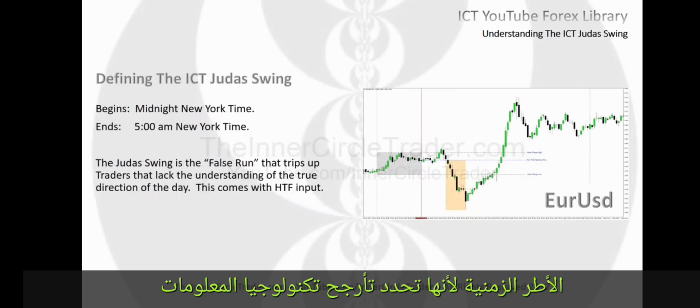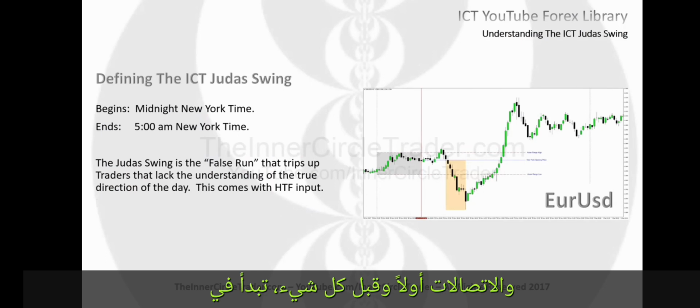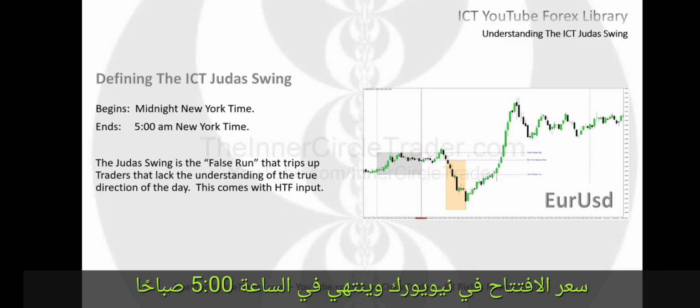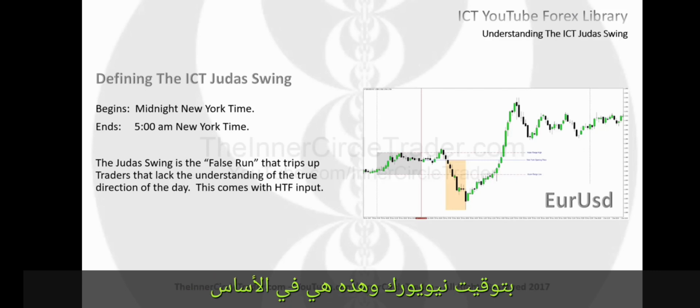Okay, so let's define the ICT Judas swing. First and foremost, you start hunting the Judas swing at midnight New York time. So this is the New York opening price, and it ends at 5 a.m. New York time. And that's basically the entire 5-hour window that would be utilized for anticipating this price move.